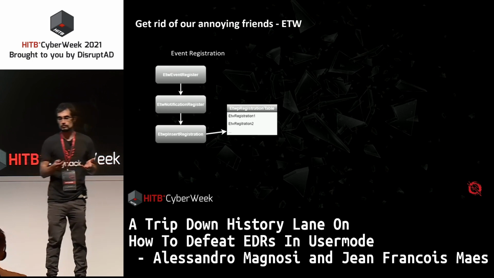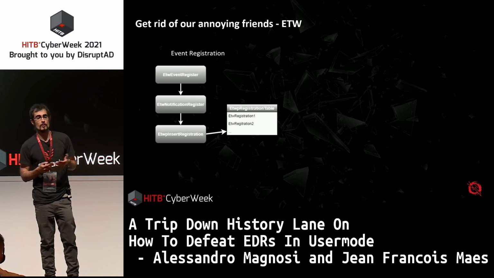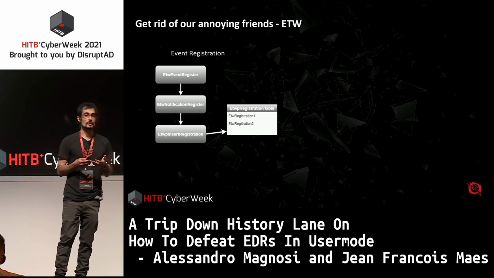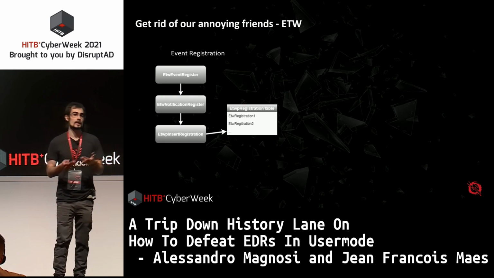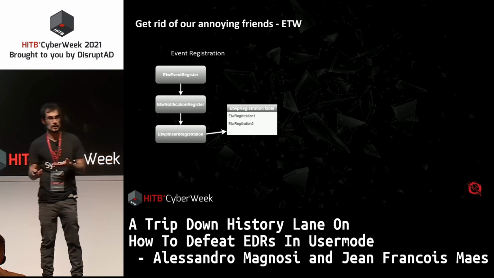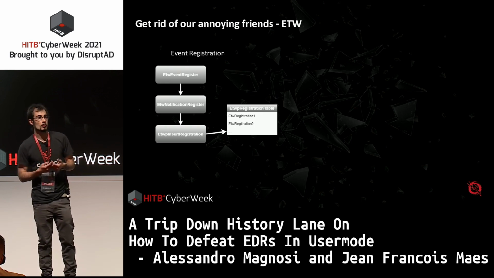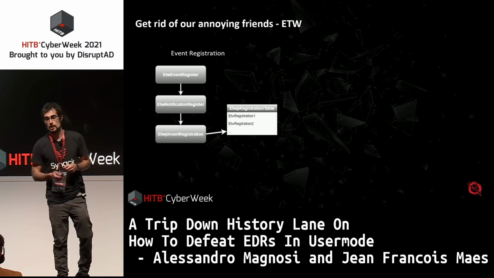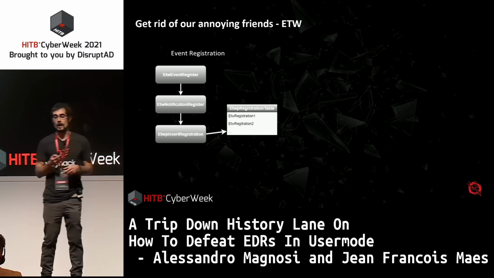And why we would want to get rid of that is because a lot of EDRs are actually using the telemetry collected by ETW to correlate more information on the payload and classify it as malicious. So we want to get rid of this. So how can we do it?